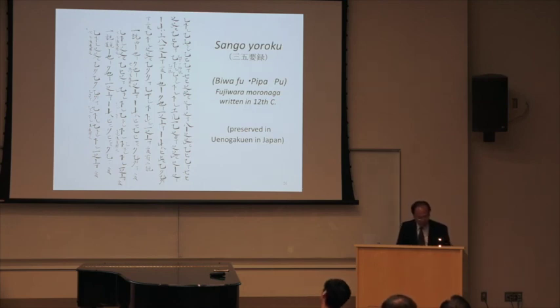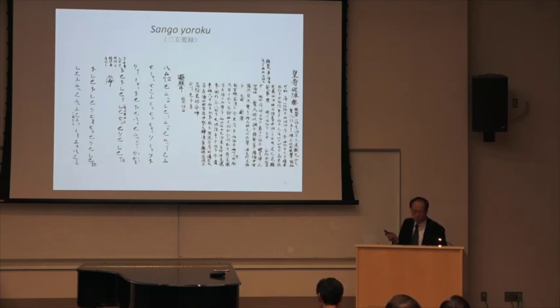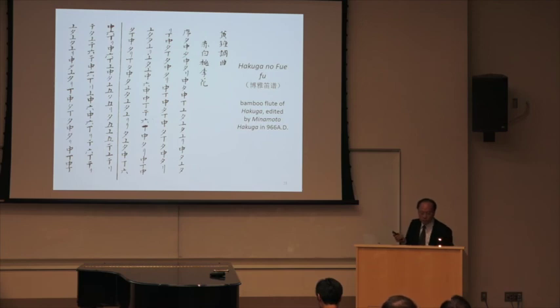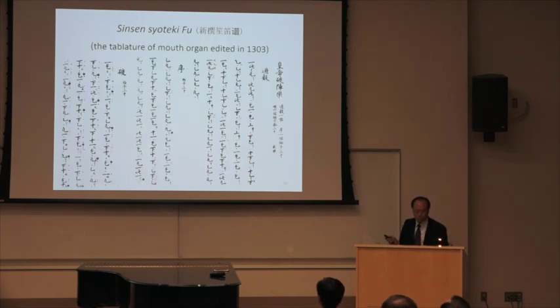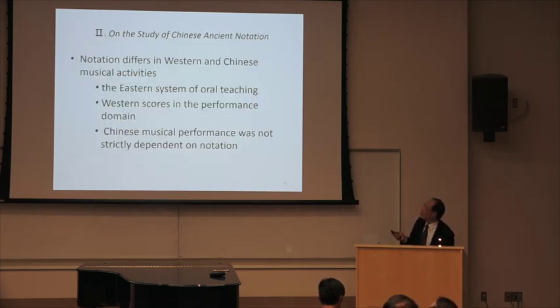There are many other music score notations besides the pipa. This is also a pipa notation. The Chinese pronunciation is Sanwu Yaolu, the Japanese pronunciation is Sango Yoroku. And this is also a pipa notation. And this is a bamboo flute. And this is a 13-string long zither. The Fujiwara no Moronaga's Chinese pronunciation is Zheng Jing Chioloku. And the mouth organ, the sheng notation.